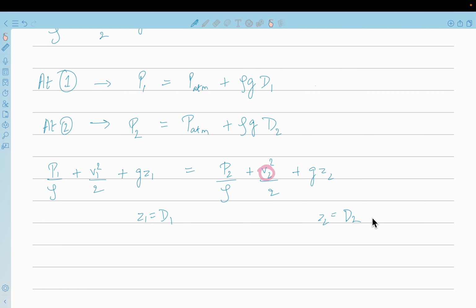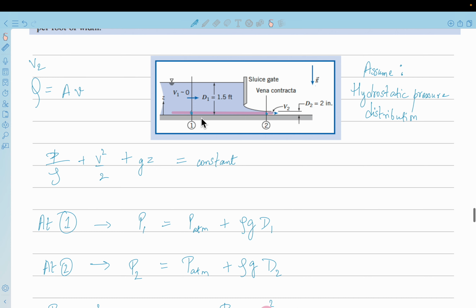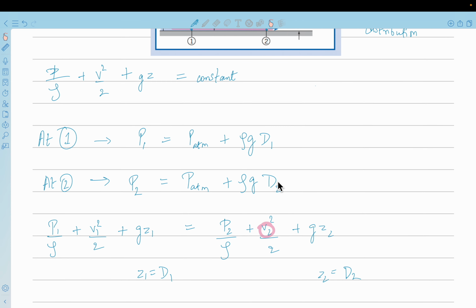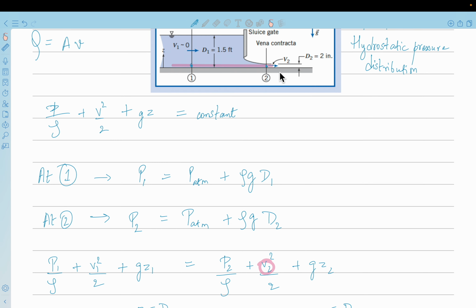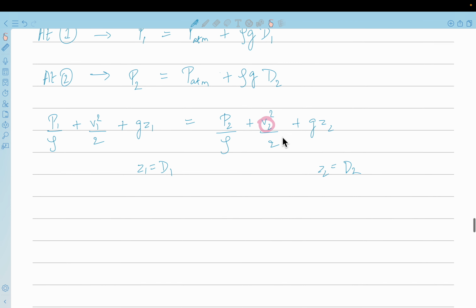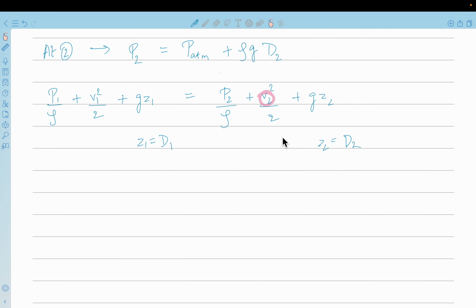Yeah, it's not as simple as saying okay, I am looking at this location 1 and 2, so d1 and d2 we wrote here for pressure, so we are writing the same here. It's not that simple. You have to imagine how the streamline has changed with respect to the free surface of the liquid. Okay, now what else do we need to know?